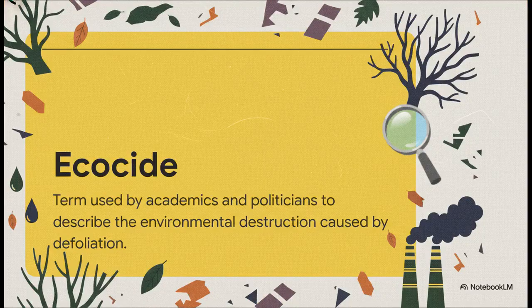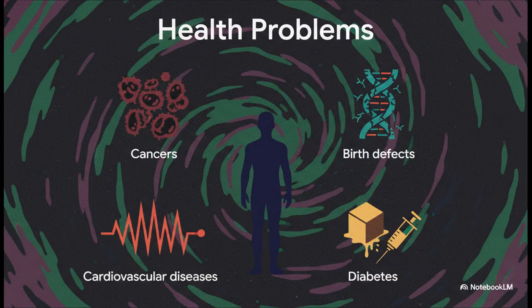The damage to the environment was so massive, so completely off the charts, that a lot of people felt like it needed a new word. Historians, lawyers, even the Prime Minister of Sweden at the time, started calling it ecocide, the intentional, large-scale destruction of the natural environment. And the cost to human health has been nothing short of catastrophic.